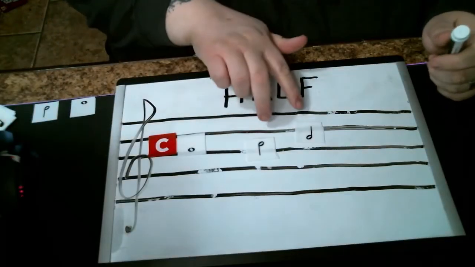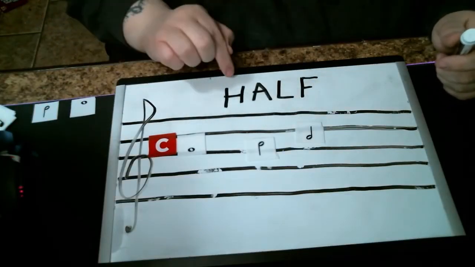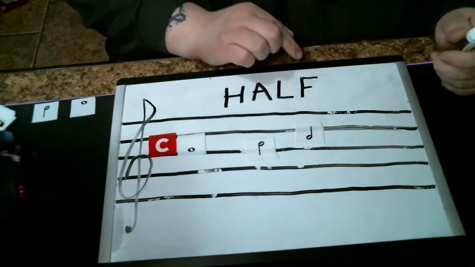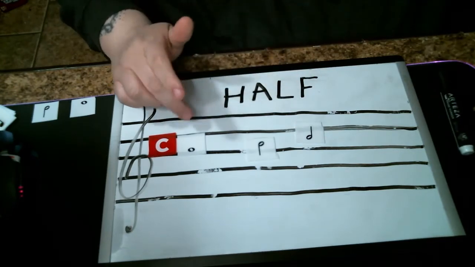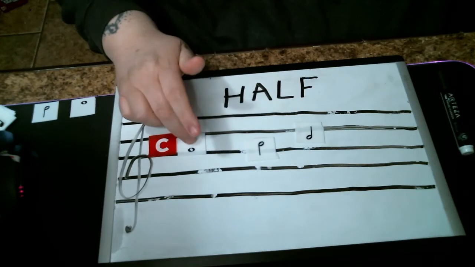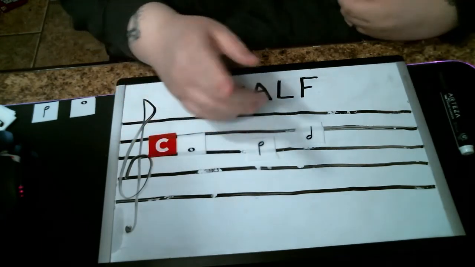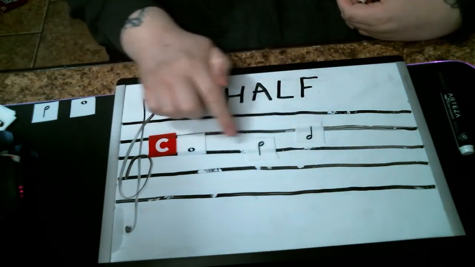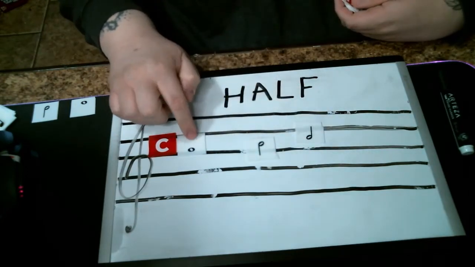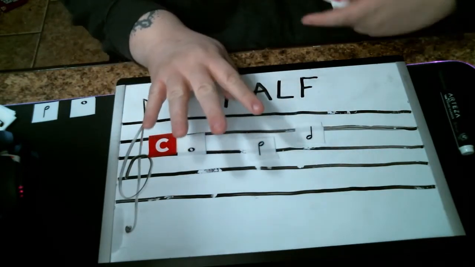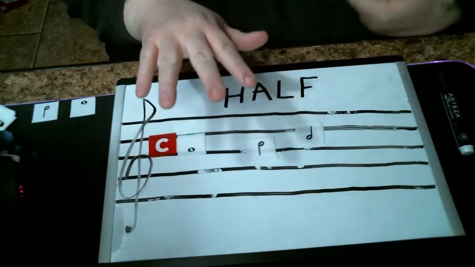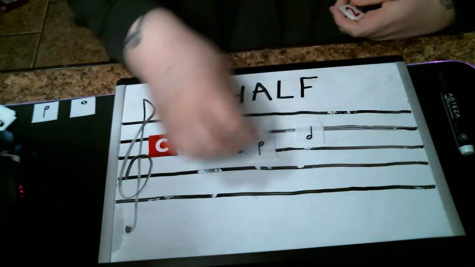Our next note right here is our half note. And it's called that because it's actually half of a whole note. Ooh, fractions, right? Oh, I didn't know I was going to do math today. Yes, you are. So a half note, well, if a whole note is 4 beats, if we're going to cut that in half, we only are left with 2 beats.